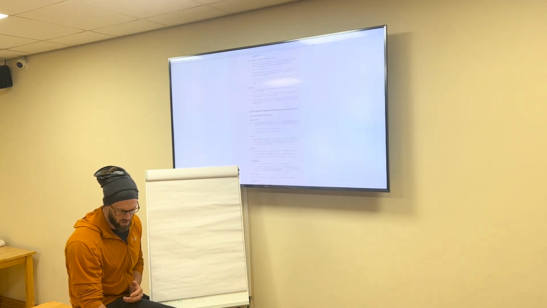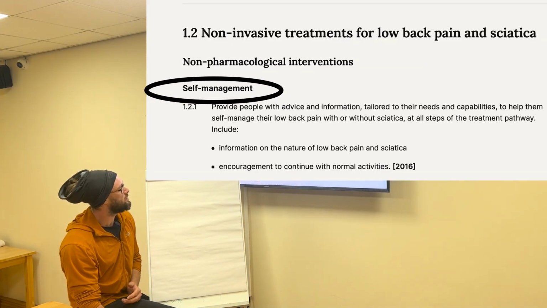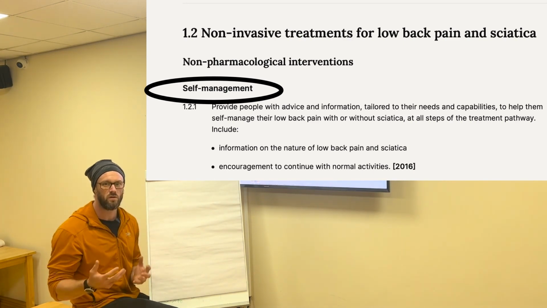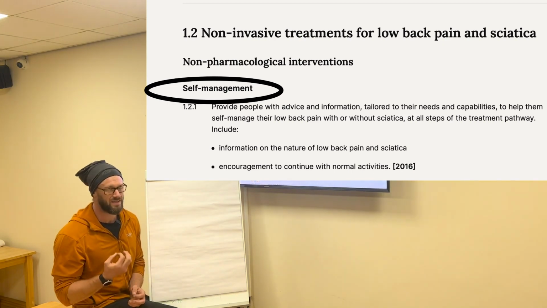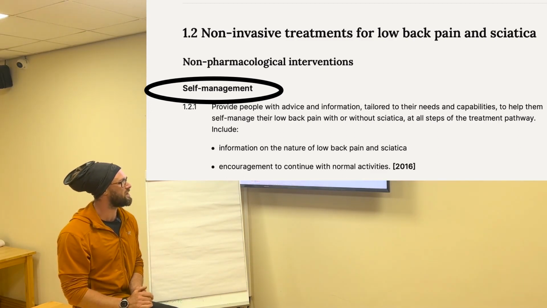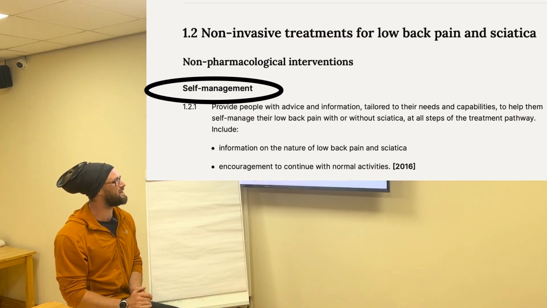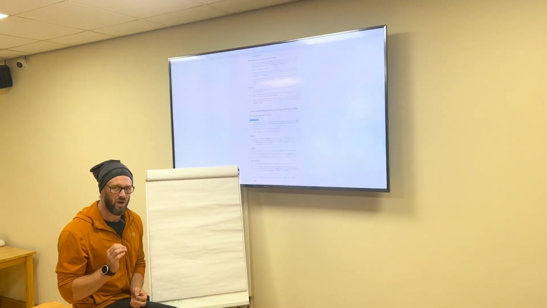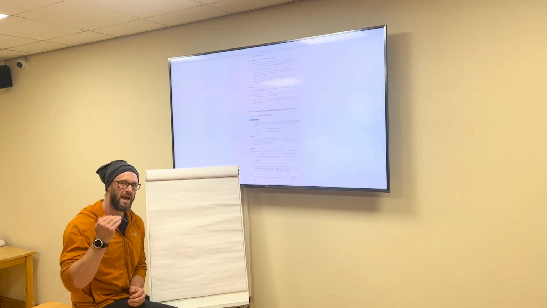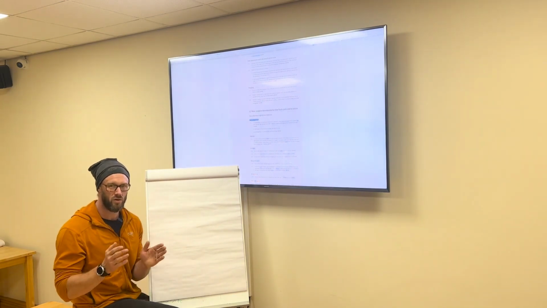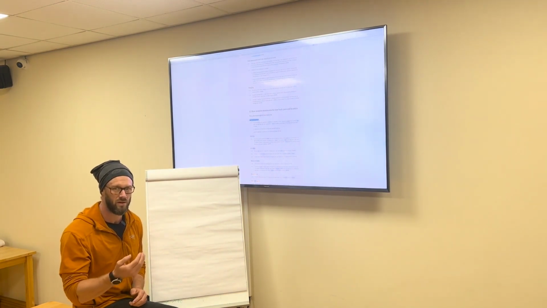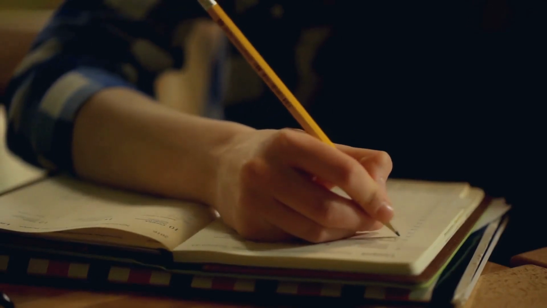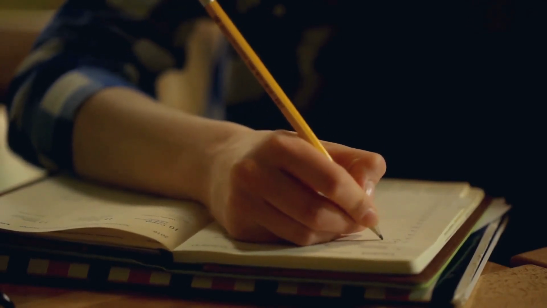And if I just scroll down, what I just want to show you is the self-management here, okay? It's top of the tree when it comes to the non-pharmacological, or non-medicine, interventions for back pain because it's so important, providing people with advice and information tailored to their needs and capabilities to help them self-manage. It's so important to have a vehicle for assisting you, not just in the 30 minutes or the 60 minutes that you're with me in person, but for the other 23 hours of the day that you're away from me.